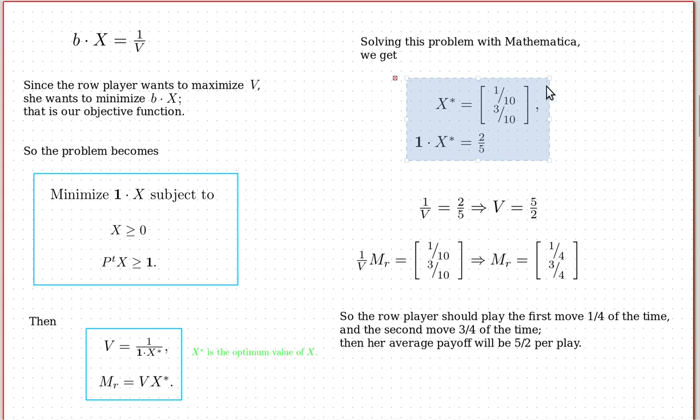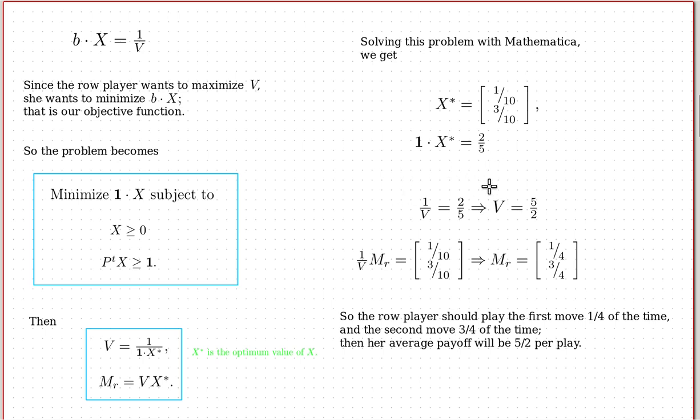The optimal x star turns out to be 1/10, 3/10, and the minimum value of the 1 vector dotted with x turns out to be 2/5. So Mathematica will just spit out that solution for us. And then, because 1 dot x star is equal to 2/5, we know that v itself is equal to 5/2. So, with optimal play in this game, that was clearly biased to the row player, the row player should be able to guarantee herself an average of $2.50 per play of the game, 5/2 dollars, or payoff of 5/2 on average per play of the game.